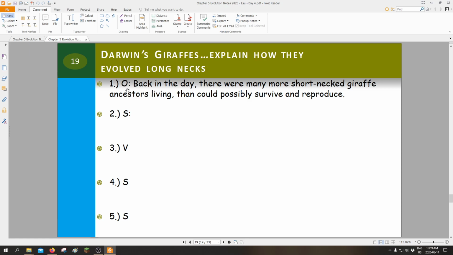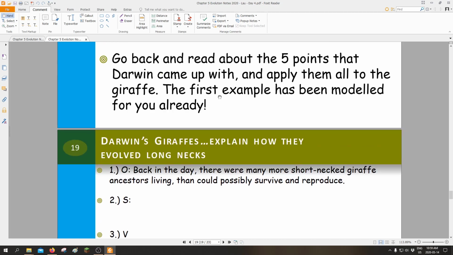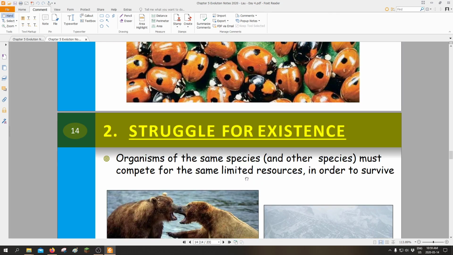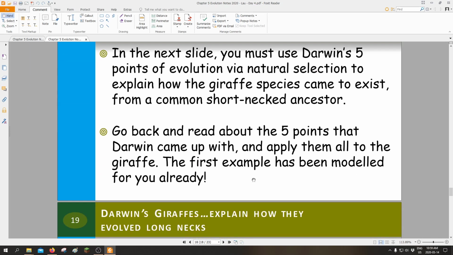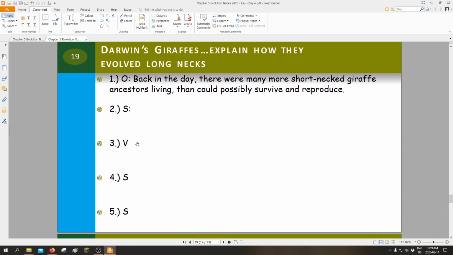So 1 is overproduction, okay? 2 is going to be, well, what's 2 again? Oh, I've already forgotten. 2 is struggle for existence. I knew that, okay? 3 is going to be variation in the population. 4 is going to be survival of the fittest, and then 5 is going to be eventually speciation.